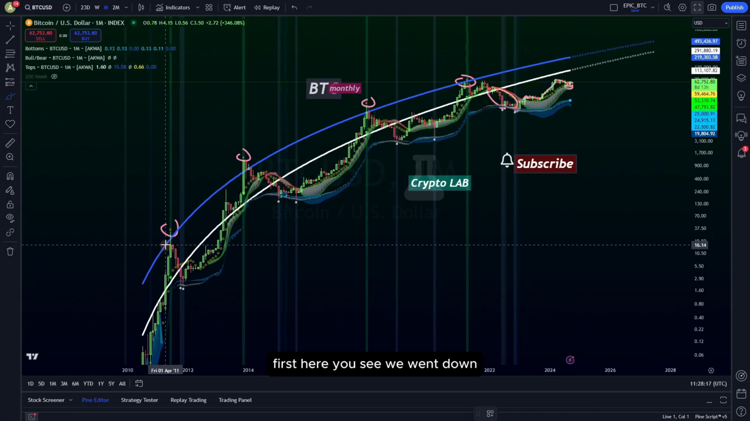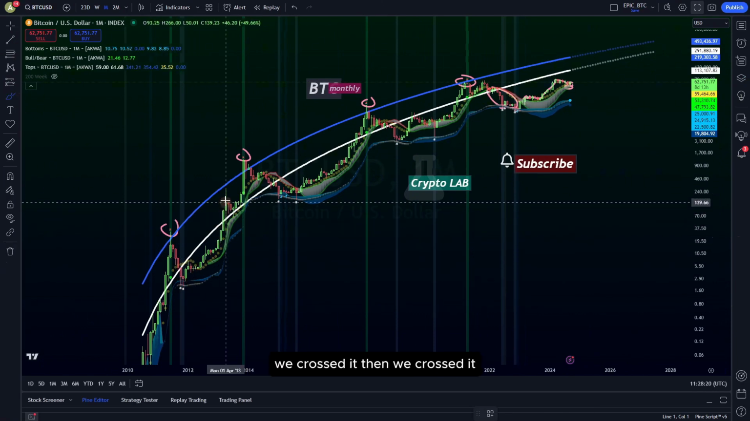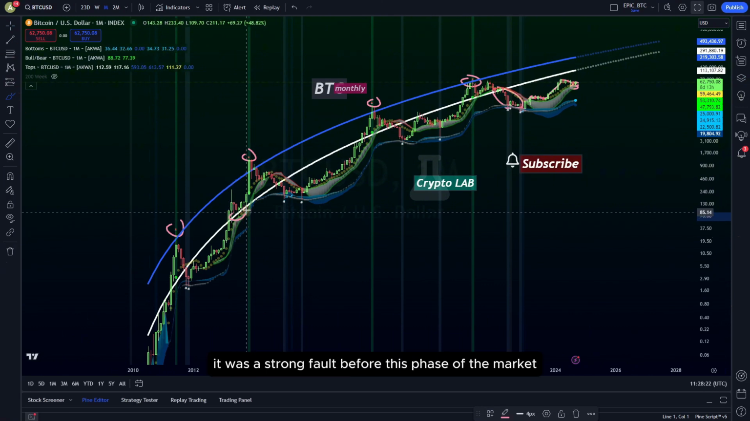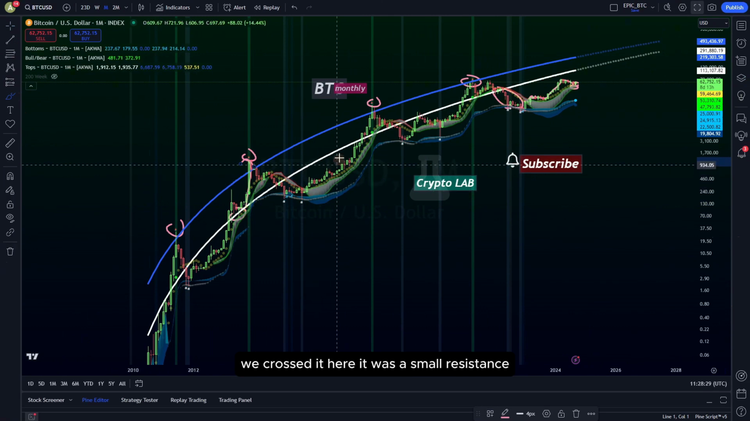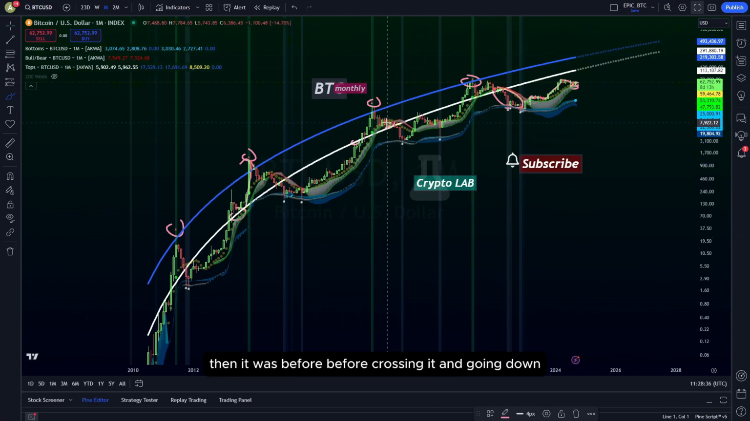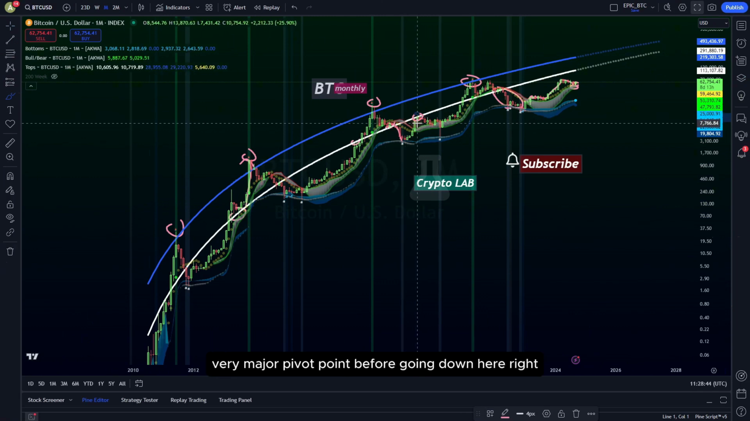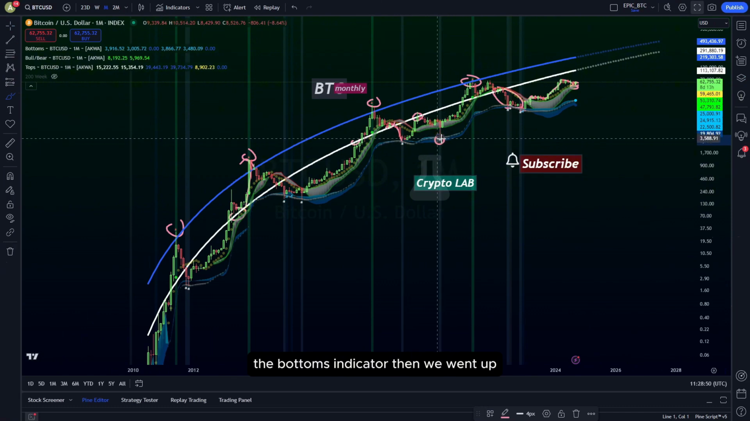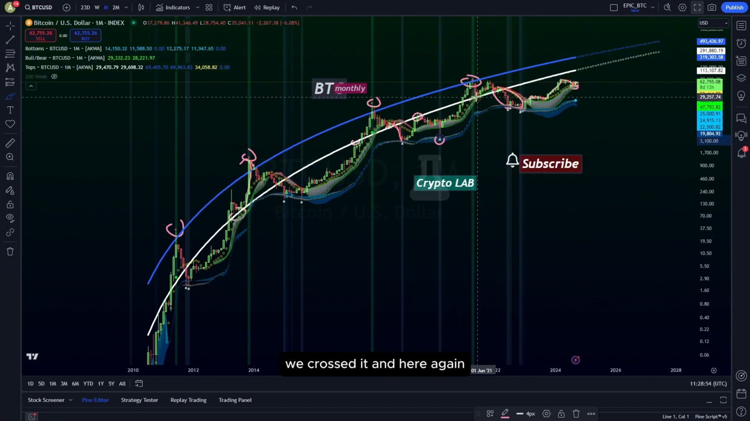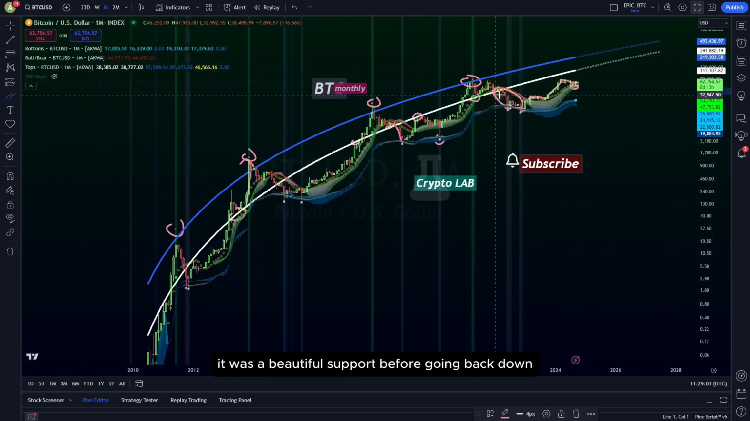First, here you see we went down, we crossed it, then we crossed it, and here it was a strong support before this phase of the market. Then we went down, we crossed it, here it was a small resistance, we crossed it, then it was support before crossing it and going down, right? Then we went up and we used it as a very, very major pivot point before going down here, right, to the bottoms indicator. Then we went up, we crossed it, and here again it was a beautiful support before going back down to cross it, okay?